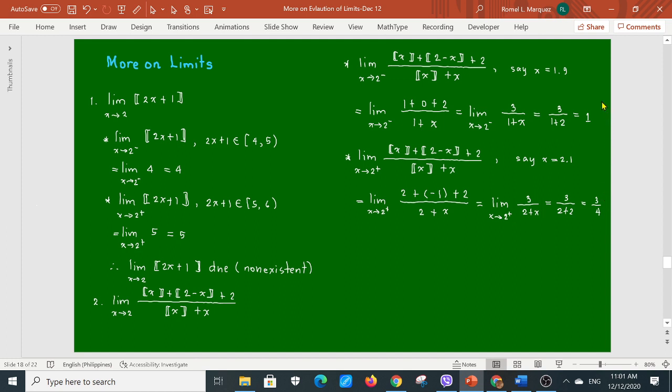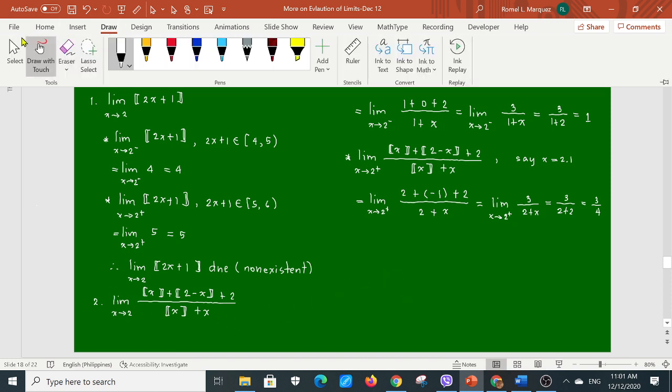So is 3 over 4 equal to 1? Of course not, no? Therefore, the limit of the original given does not exist, okay? Again, since the limit from the left is 1 and the limit from the right is 3/4, although they both exist but are not equal, therefore we conclude that this limit of this quotient as x approaches 2 does not exist, or it is non-existent, no? So, we can now conclude.